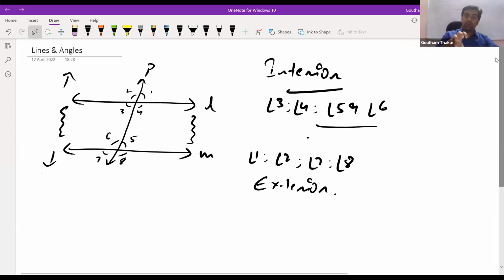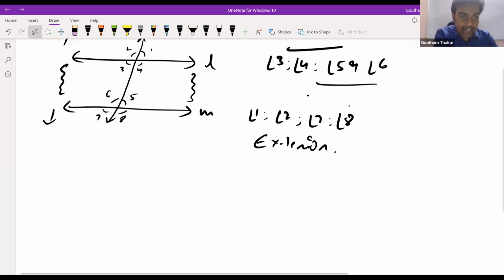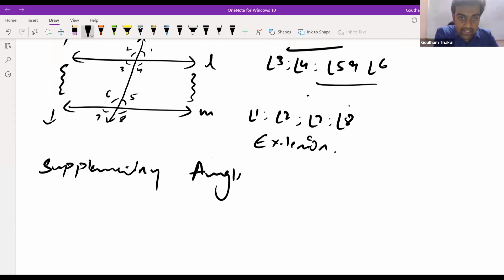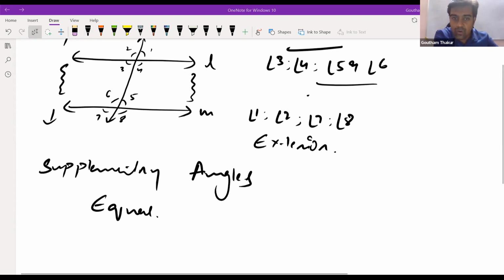When we talk about two parallel lines and a transversal, we will definitely know which angles are supplementary angles and which angles are equal. Now, quickly, can anyone tell me what you mean by supplementary angles? This is a very simple question. Anyone can drop me a message.